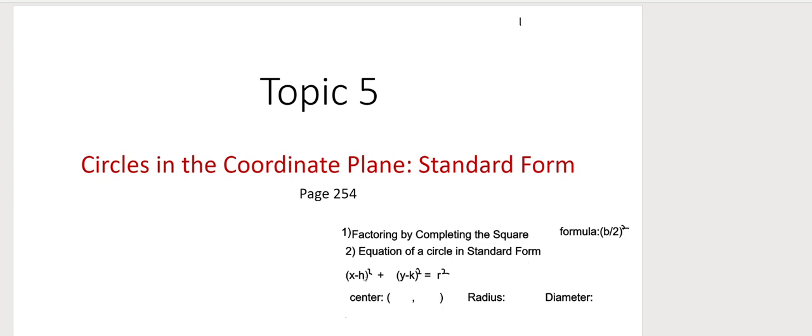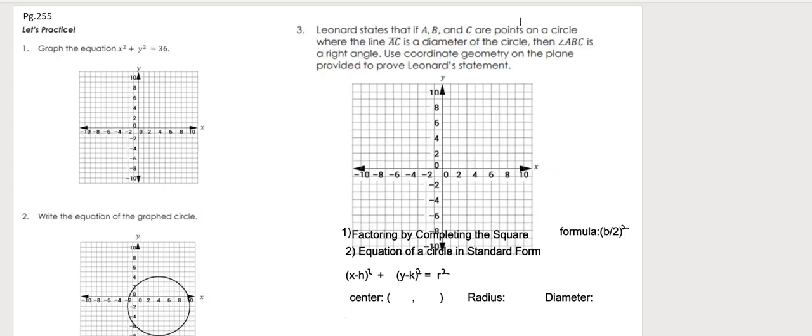Remember that the h and the k, the h is the location of the center of the circle on the x, and the k is the location on the y. Remember, it's the opposite sign always. Okay, that will be the center, and then the radius. To find the radius, you will have to find the square root of whatever the r squared is. Okay, so that's what we did last time.